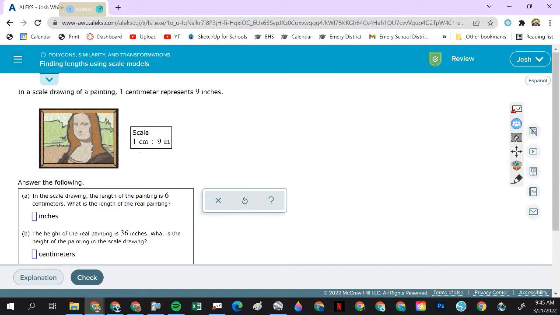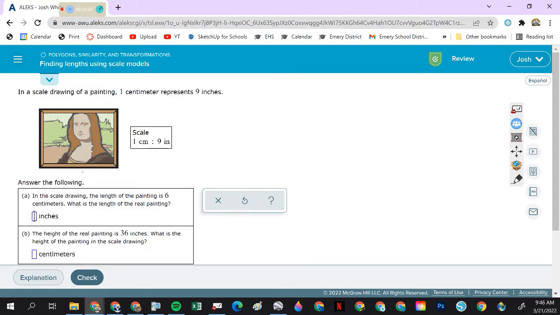All right. We have our Mona Lisa. Each centimeter in this picture is equal to 9 inches in the original picture. So in the scale drawing, the length of the painting is 6 centimeters. So from here to here is 6 centimeters. So how big is the length of the original drawing? You would multiply it by 9 and turn it into inches. So 6 times 9 would be 54 inches.